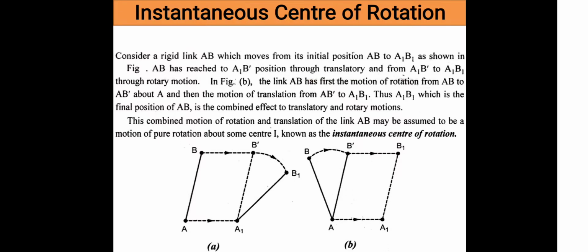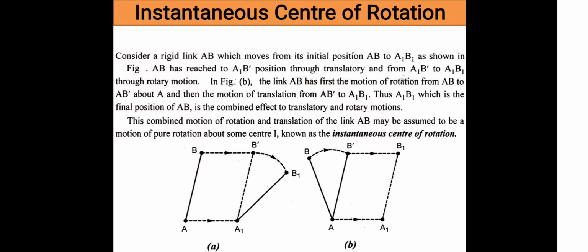So consider a rigid link AB which moves from its initial position AB to the final position A1B1, shown in the figure. AB has reached the A1B dash position through translatory motion, and from A1B dash to A1B1 through rotary motion. So it is a combination of translation and also rotary motion.